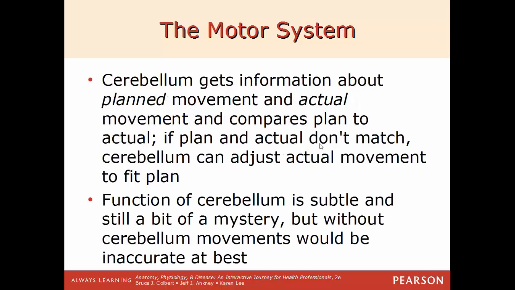The cerebellum will get information about the planned movement and the actual movement, and it compares the plan to the actual. If the plan and actual movements don't match, the cerebellum can adjust the actual movement to fit the plan. So it's where you get the fine tuning of your movement. The function of the cerebellum is subtle and still mysterious, but without the cerebellum, movements would be very jerky, very clunky, very inaccurate at best.